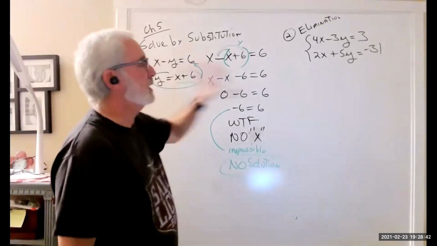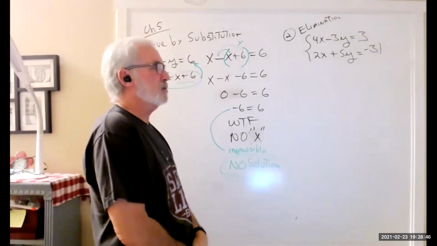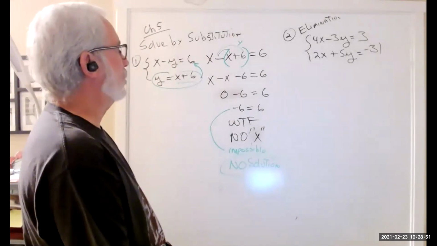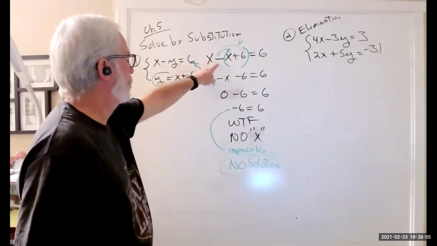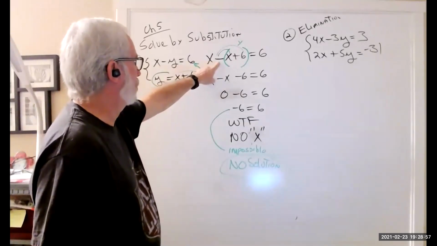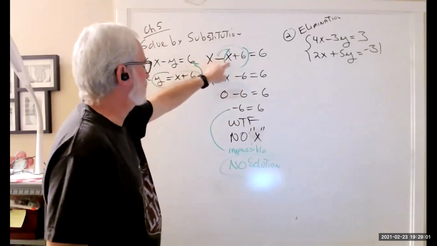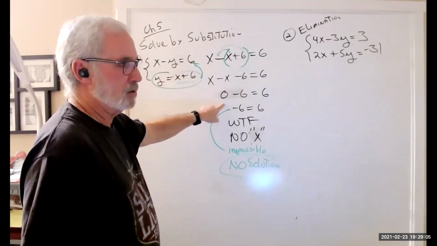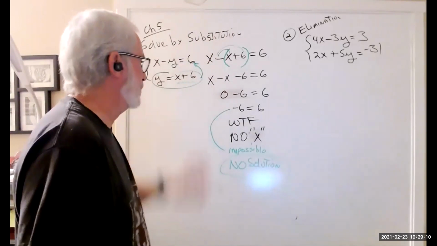Now, elimination. One of the things I said was that on the problem you just did, it says x minus x plus 6 equals 6. X minus X is no X's. X take away X, they're gone. There's no X's in the problem at all.